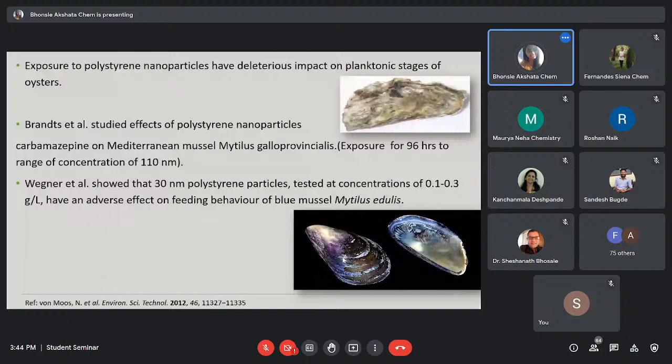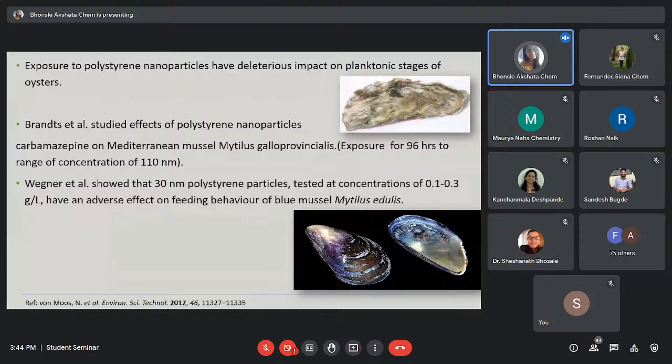Various other studies have also been done in which exposure to polystyrene nanoparticles has been said to have a deleterious impact on planktonic stages of oysters as well. Brenz et al. did a very interesting study. He took polystyrene nanoparticles and combined them with carbamazepine. Now, carbamazepine is a drug which is very easily detected.